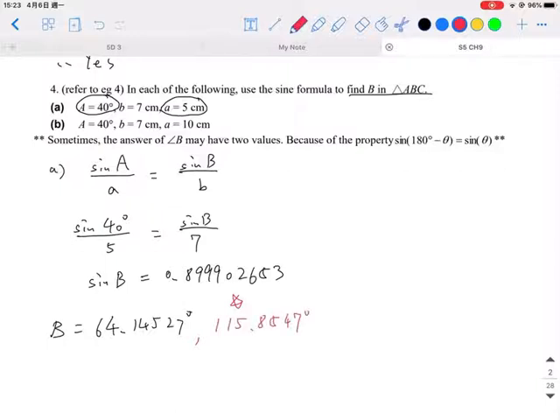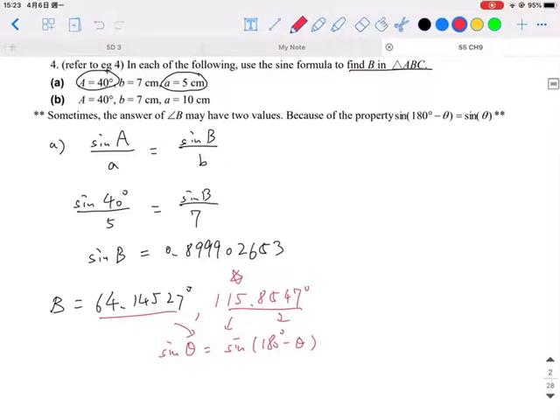115.8547 degrees. Okay, why we get this value is because we know that sine theta is equal to sine of 180 degrees minus theta. We use this property, so if we know theta is equal to 64, then the other value is you need to let 180 degrees minus this value.